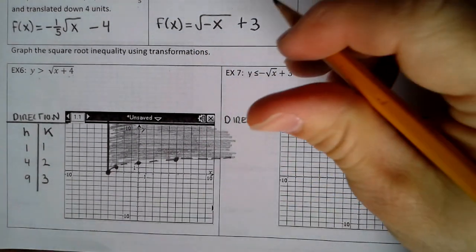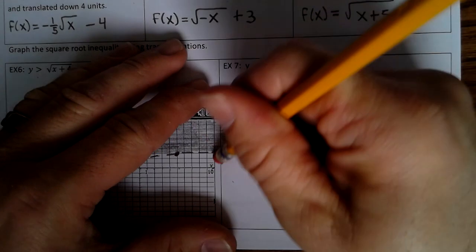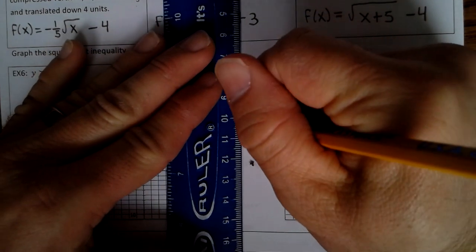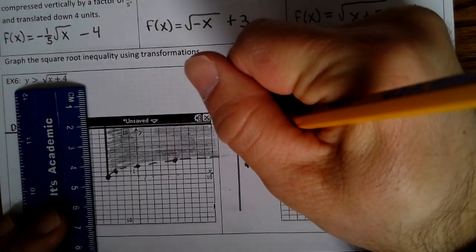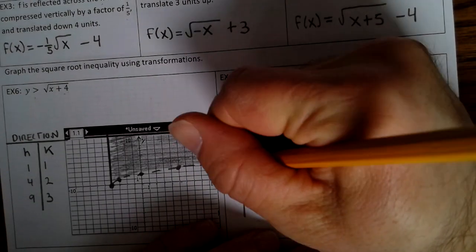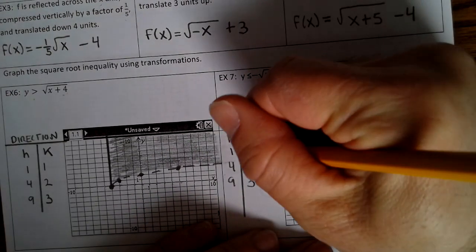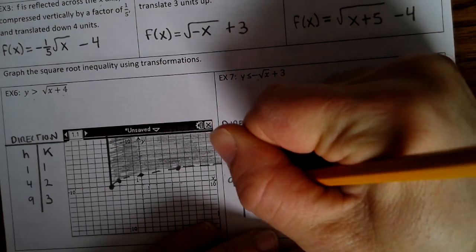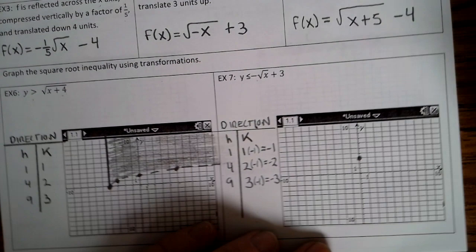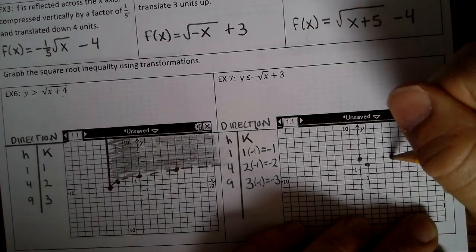I'm going to go and lose this shading here so I have space for the table. So we now have our new vertex, which is here, and we know our directions from the parent function are 1, 1, 4, 2, 9, 3, but we have to multiply the y values by a negative 1. So that's negative 1, negative 2, negative 3. So we go to the right 1, down 1, to the right 1, 2, 3, 4, down 2, and to the right 5, 6, 7, 8, 9, down 1, 2, 3.